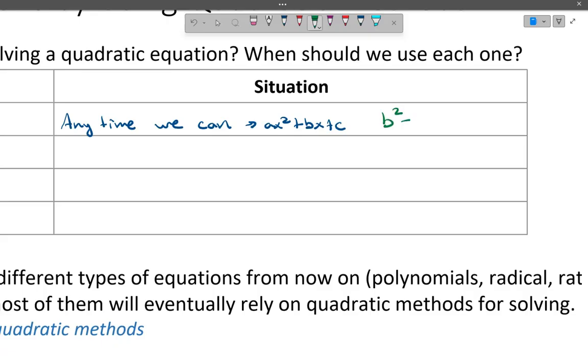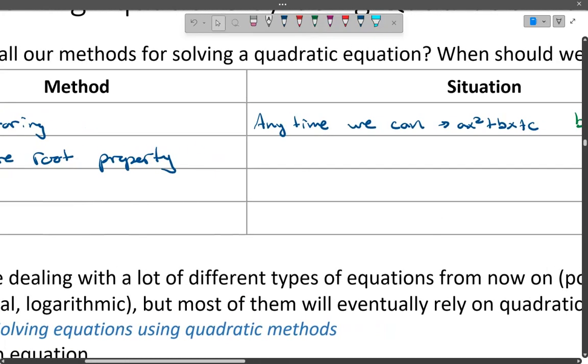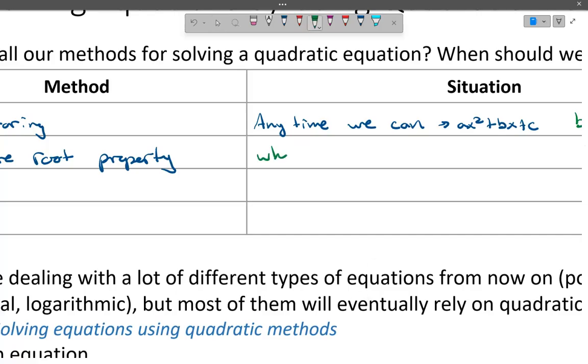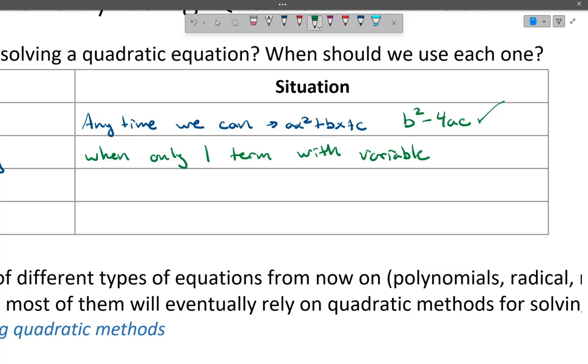If the value of our discriminant is something that we can take the square root of, 0 or any perfect square, then that means that we can factor this polynomial. It's typically going to be faster and more efficient if we can factor the polynomial. The square root property is something that we can use only when we have the vertex form of the equation, or when there's only one term with a variable. If that's the case, then we want to get the squared term isolated, and then we can square root both sides to solve the quadratic.